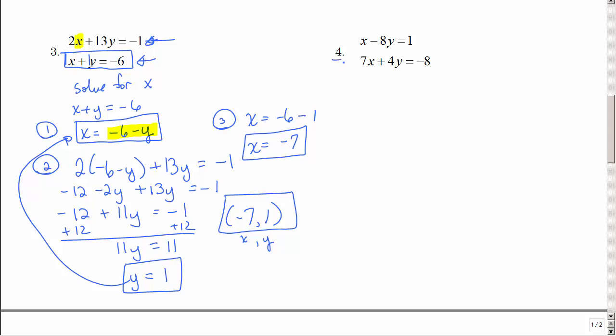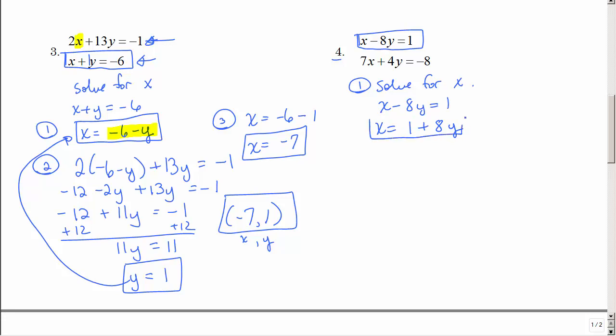Okay, number 4. Step 1. Choose an equation, choose a variable, preferably one with a 1 or a -1. Well, the only one I see that has a 1 or a -1 is that one. So I'm going to choose this equation, and I'm going to solve for x. Now you can choose the other ones. You would just have a lot of fractions. Alright, so I have x minus 8y equals 1. Move the 8y to the other side.